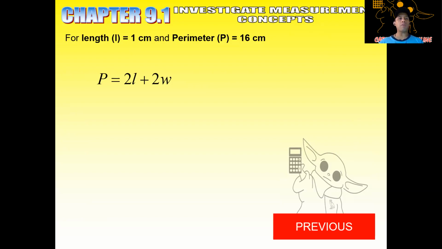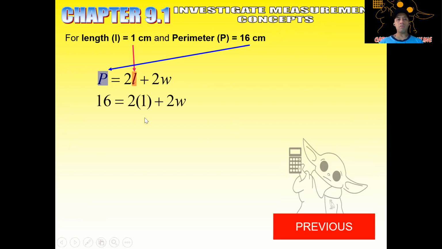All right, so we know that the length of 1 is going to replace the L, so we'll start off with that. And the perimeter of 16 is going to replace the P. So in the next step, we're going to have 16 is equal to 2, and in brackets 1, plus 2w. Now you can see on the right side we have a 2w that we're going to solve for in a sequence of steps.